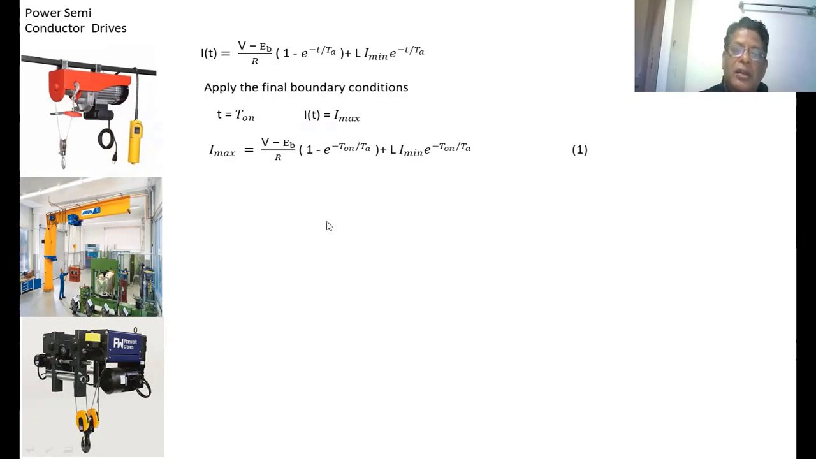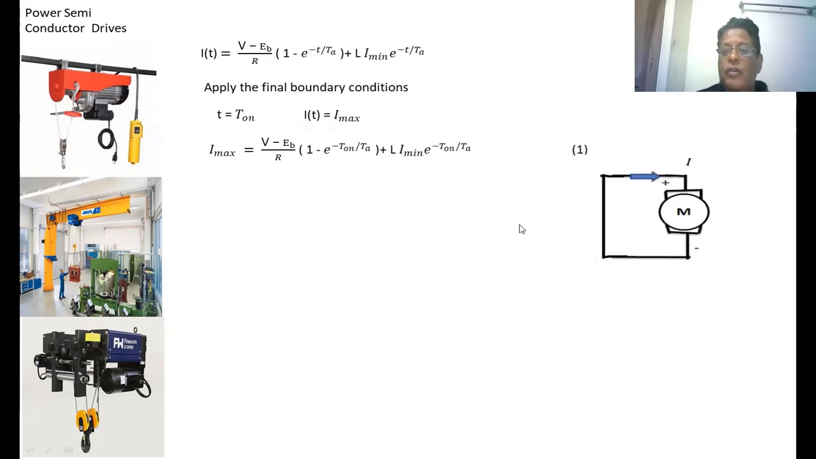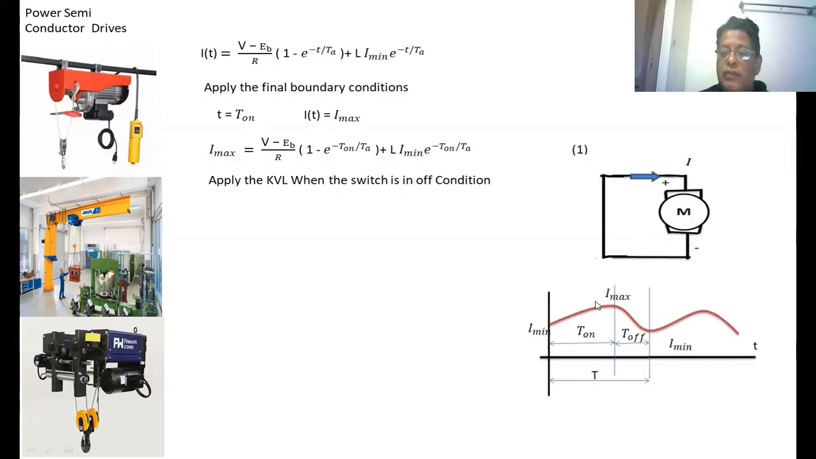In the same manner, we are again applying KVL to the circuit when the switch is in the off condition. When the switch is in the off condition, a freewheeling action takes place. So the sum of the voltage drops across the resistance, inductance, and EB equals 0. In this interval, the current is changing from the maximum value to the minimum value.